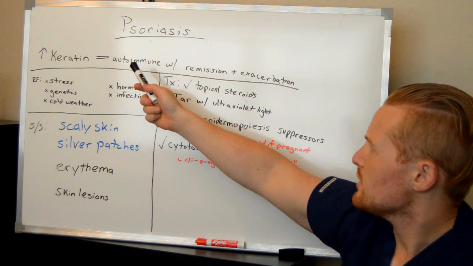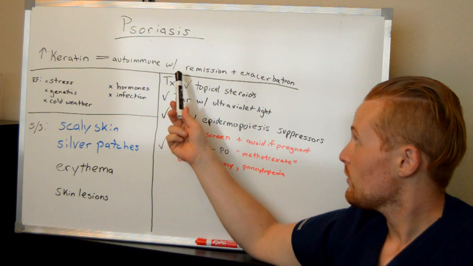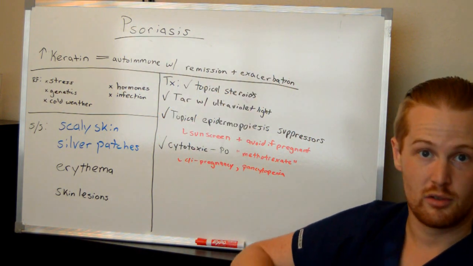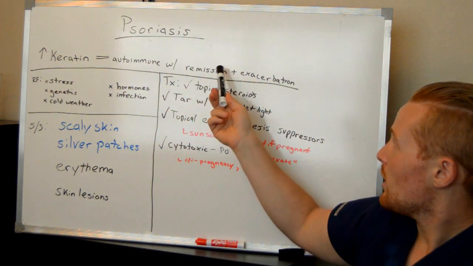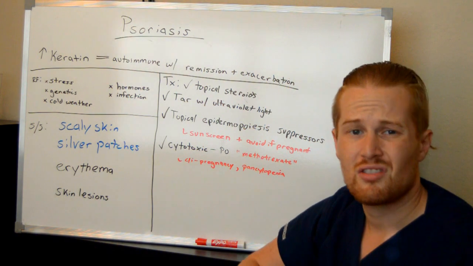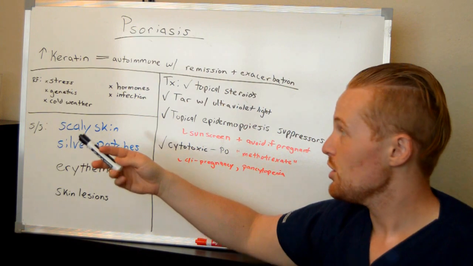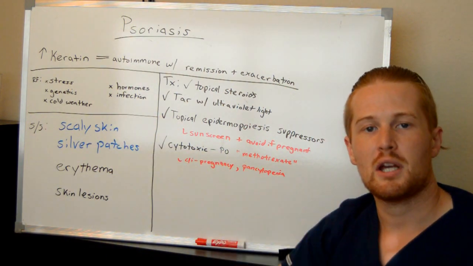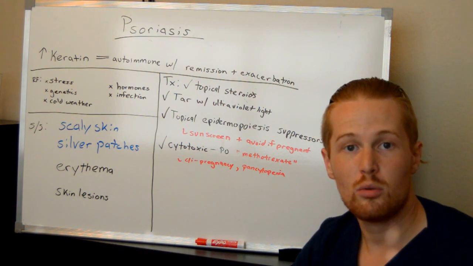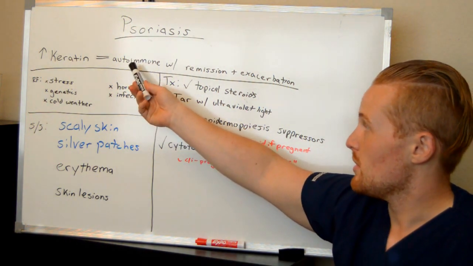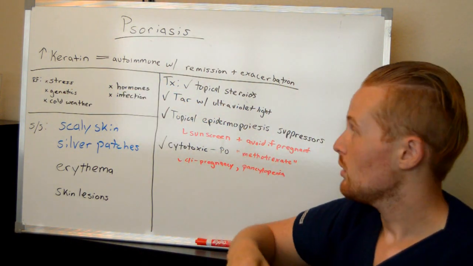So what causes psoriasis? Well, it is found to be an autoimmune disorder, and as many autoimmune disorders are found, it has remissions and exacerbations. So what are some risk factors for developing exacerbations for psoriasis? Patients that have been diagnosed with psoriasis may have exacerbations when they're under stress. And this is because stress affects the body as a whole, and when you affect the body as a whole with stress, it affects your immune system, and that makes most autoimmune disorders have exacerbations.